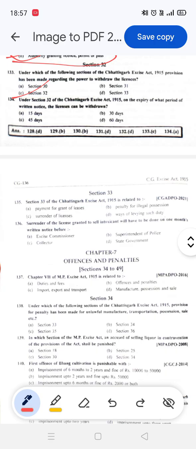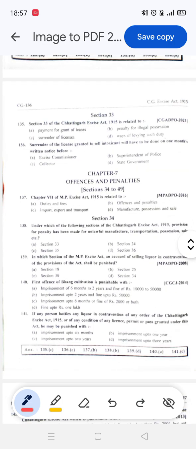Question number 134, under section 32 of the Chhattisgarh Excise Act 1915, on the expiry of what period of written notice can the licenses be withdrawn? So here option A is correct, in 15 days.